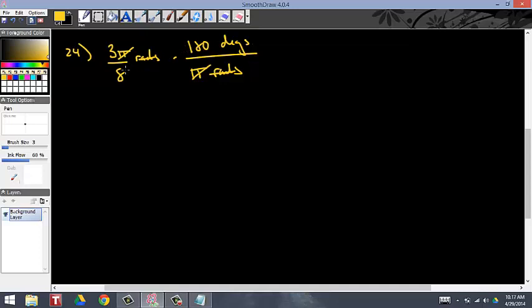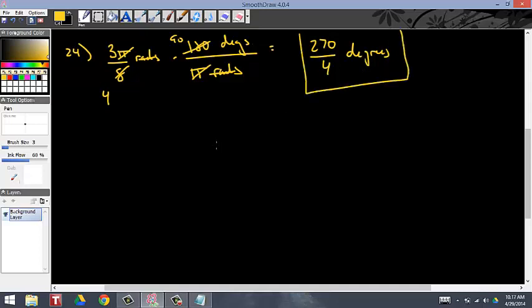Darn it. What do they both divide into? 8? No. They both divide into 2. So you get a 4 down here and a 90 up here. So you get 270 over 4 degrees. Is that dividing evenly? Nope. Or 67.5 degrees. But leave it like this. I am happy with that.